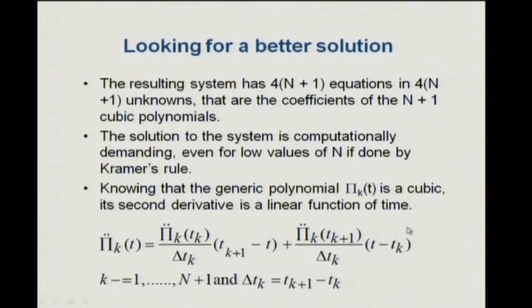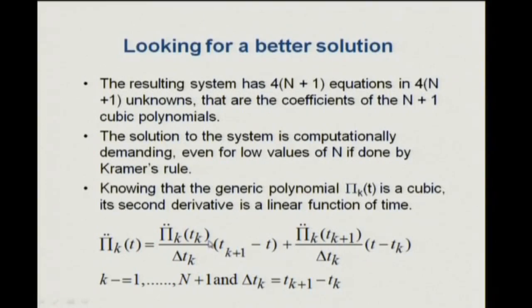derivative, so this is the cubic pi k of t, so its second derivative, pi double dot k of t, is a linear function of time. So a linear function has two parameters. So what we are doing is we are writing that linear function as a function of the value at tk and the value at tk plus 1.